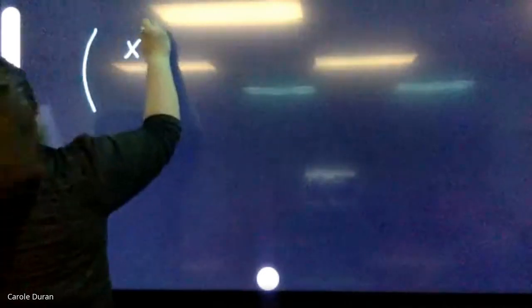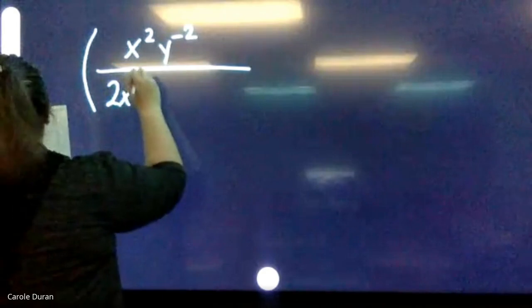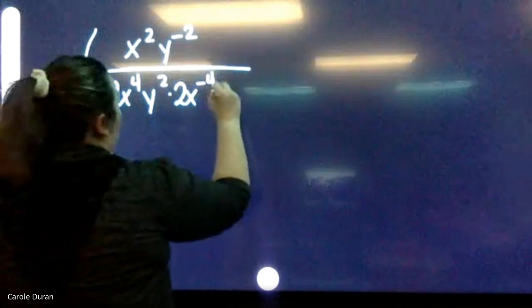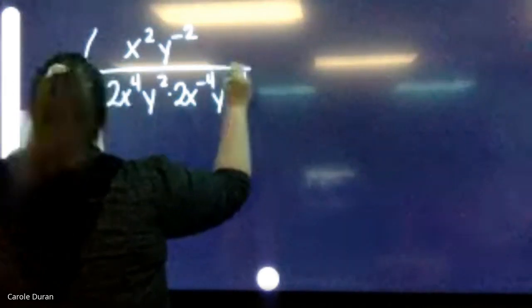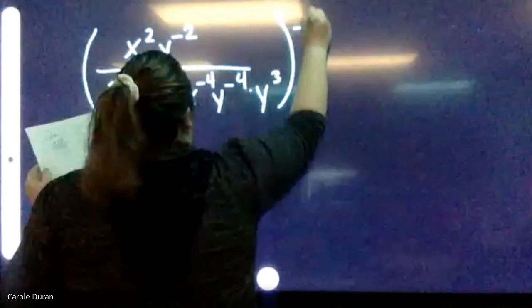So this last one has the numerator x squared y to the -2 over 2x to the 4th y squared times 2x to the -4 y to the -4 times y cubed, all to the -1 power.